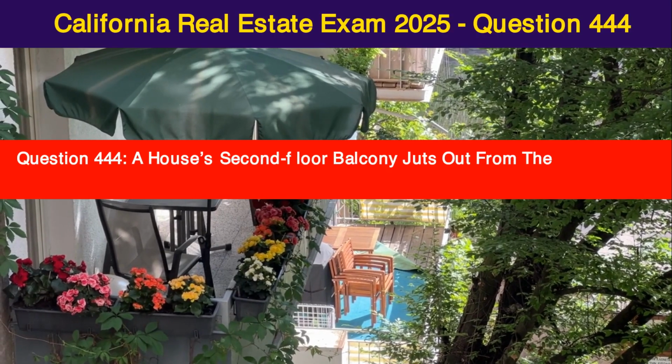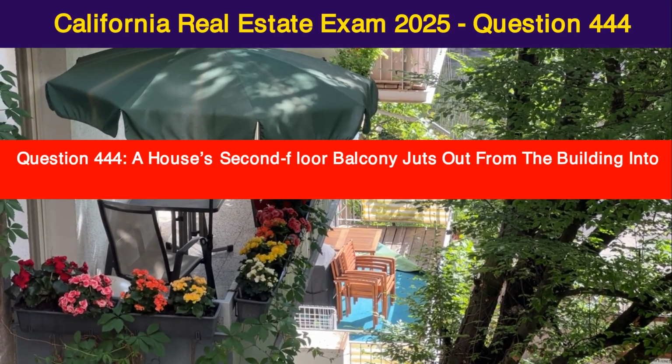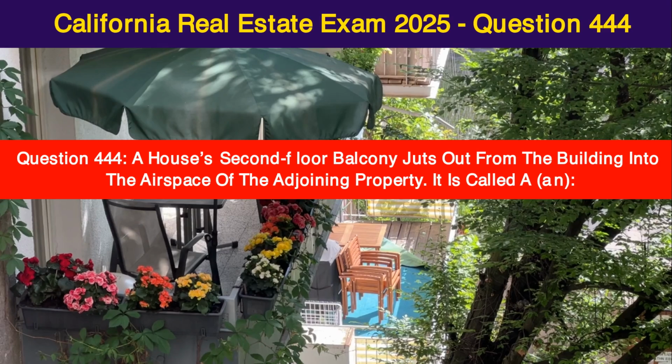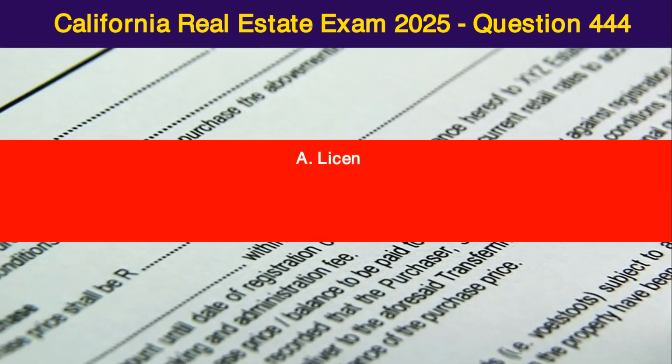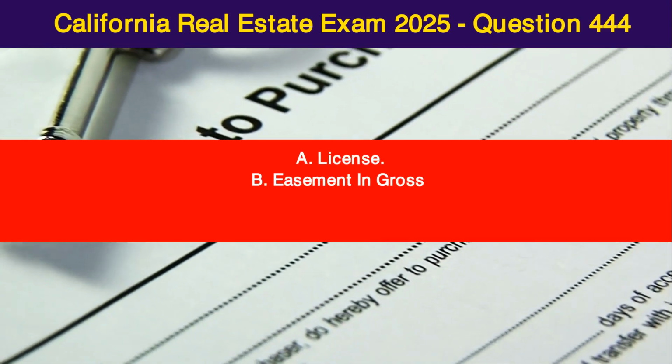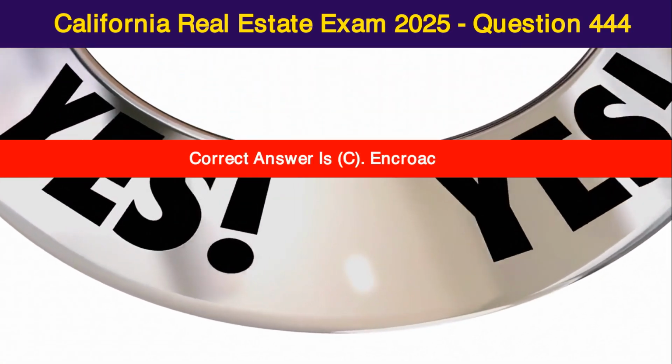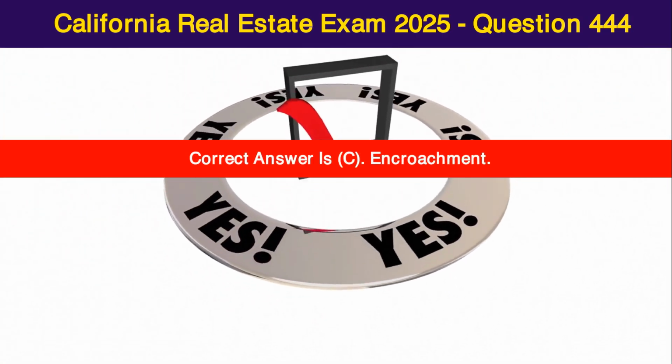Question 444. A house's second-floor balcony juts out from the building into the airspace of the adjoining property. It is called: A, license; B, easement in gross; C, encroachment; D, fixture. Correct answer is C, encroachment.